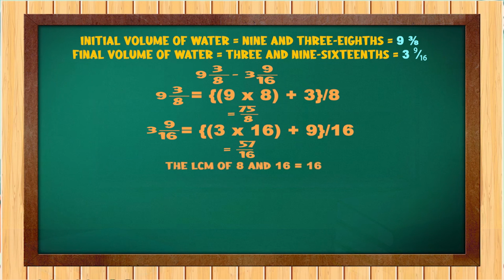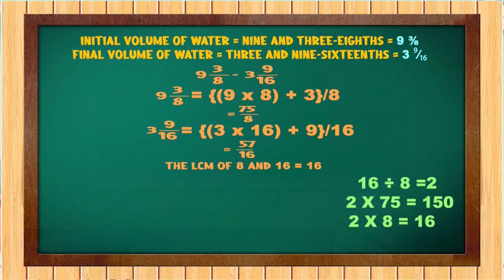Now that we know the lowest common multiple for 8 and 16 is 16, we're going to convert each fraction into similar fractions to make them alike so that it's easier for us to subtract. To do this, let's look at the first fraction, which is 75/8. We're going to divide 16 by 8. That would give us 2. We're going to multiply 2 by the numerator and 2 by the denominator. In this case, 2 times 75 is 150, and 2 times 8 would be 16. So our new fraction is 150/16.